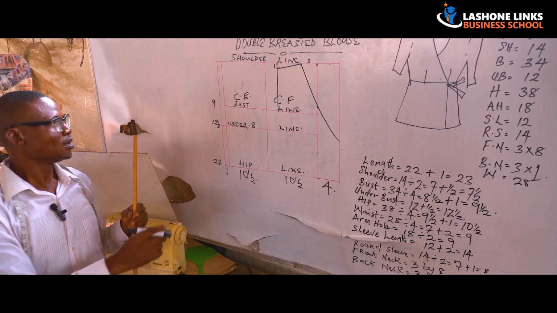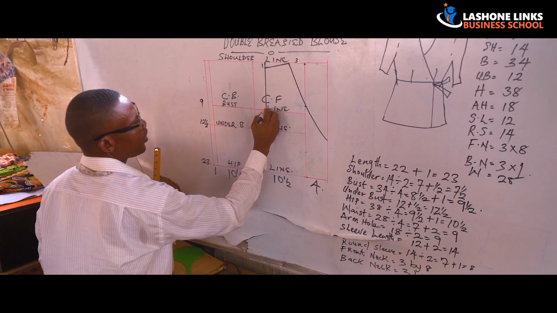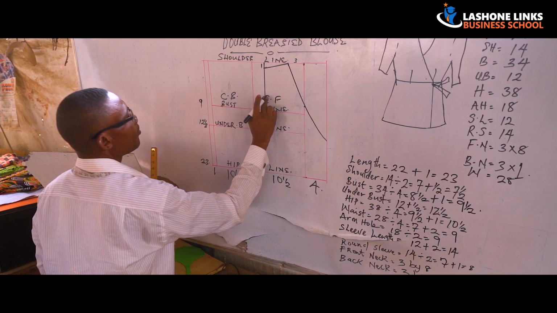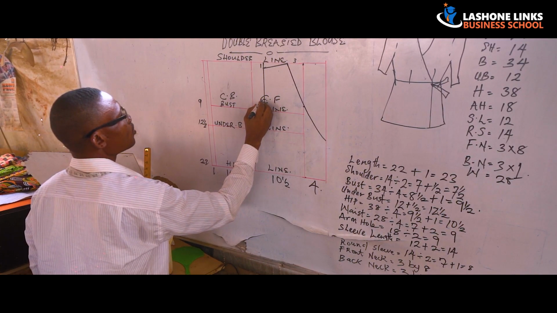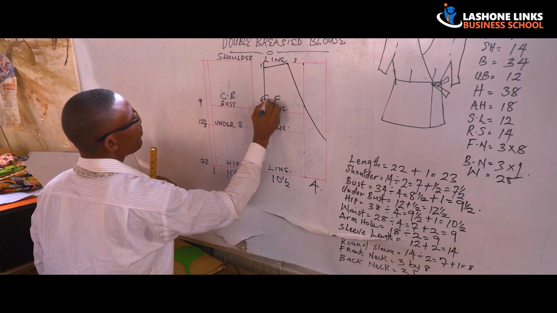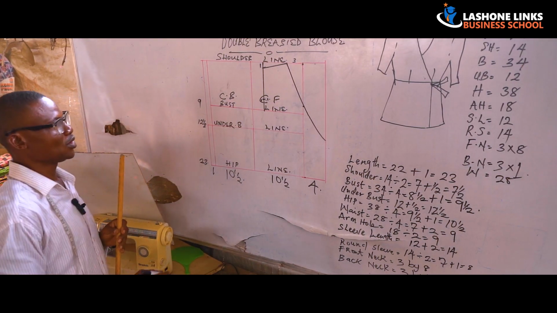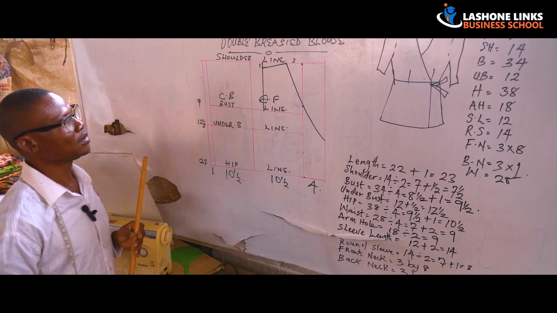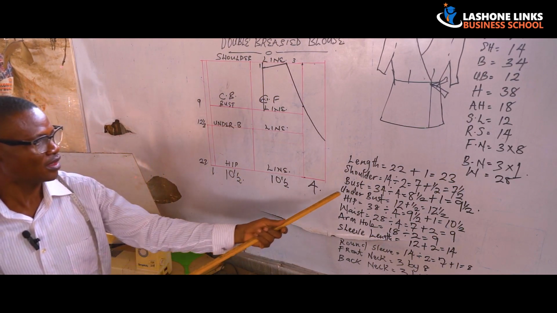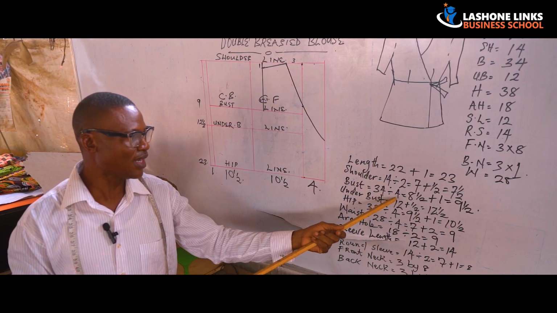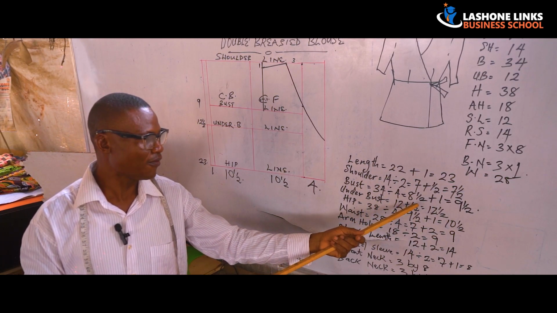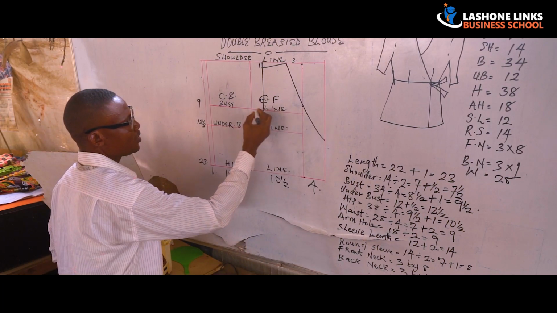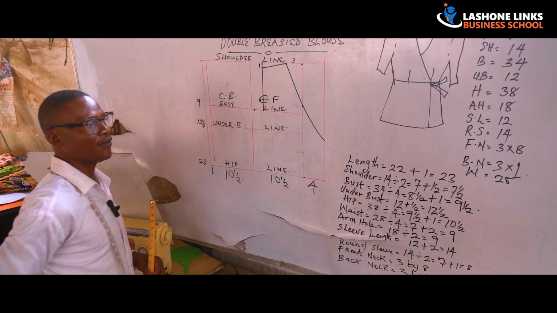Join it together. Then from the bust line, you go up here by 2, then come in by 1. Then you get to your bust measurement. This is your bust measurement, 34 divided by 4. We have 8.5 plus 1, making 9.5. From this line, you measure 9.5.